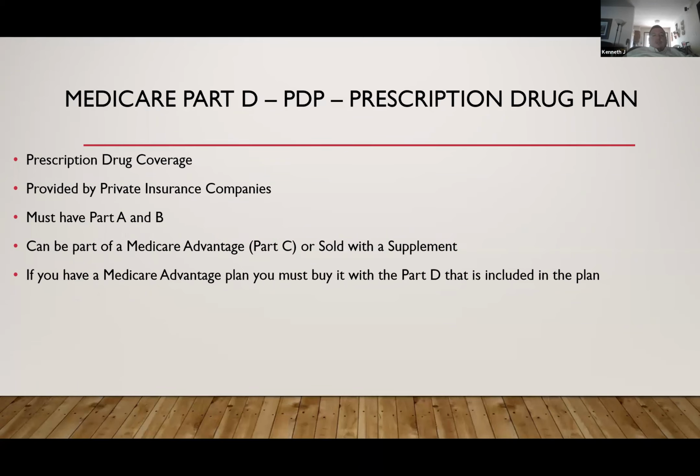Part D is your PDP or prescription drug coverage. Prescription drug coverage provided by private insurance companies must have Part A and B. Can be part of a Medicare Advantage Part C or sold with a supplement. If you have a Medicare Advantage plan, you must buy it with the Part D that is included in the plan.